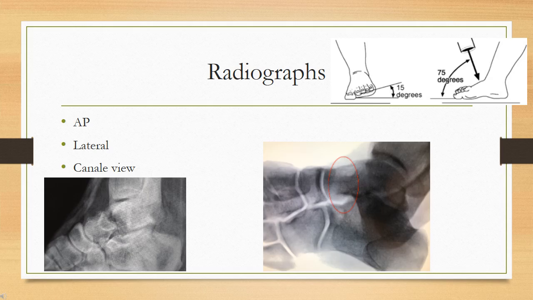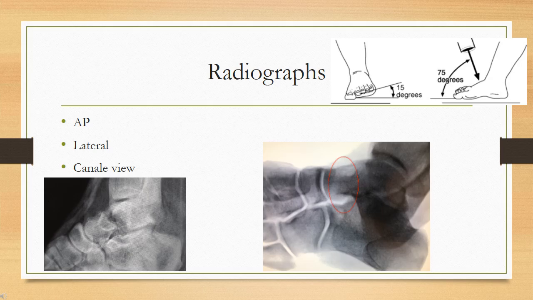The canale view is a specialized radiographic view used to visualize the talar neck. The patient is positioned supine with the knee flexed to relax the gastrocnemius muscle. The foot is placed in maximum plantar flexion and pronated approximately 15 to 20 degrees. The X-ray beam is directed from posterior to anterior and angled about 75 degrees to the table, centered over the ankle joint. This positioning aligns the talar neck parallel to the beam, allowing it to be seen in profile.